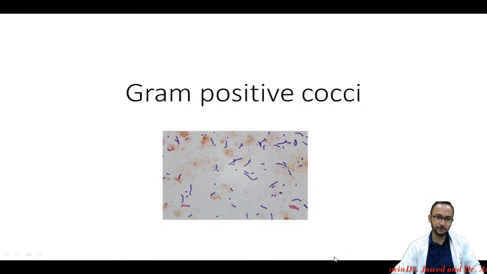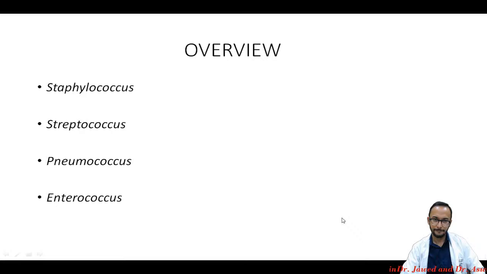Okay, good afternoon everyone. So today is the division class of gram-positive cocci. Gram-positive cocci have 4 genera, that is Staphylococcus. They have 2 families, Micrococci and Streptococci.